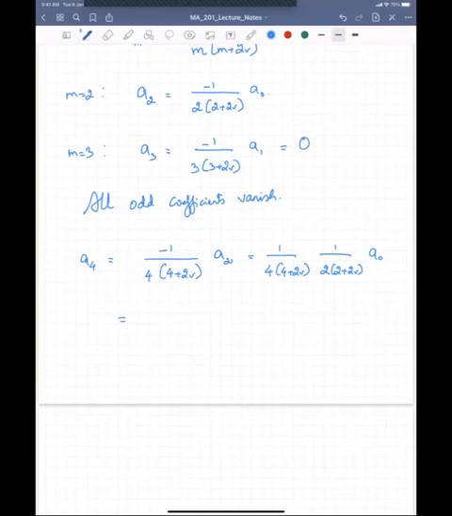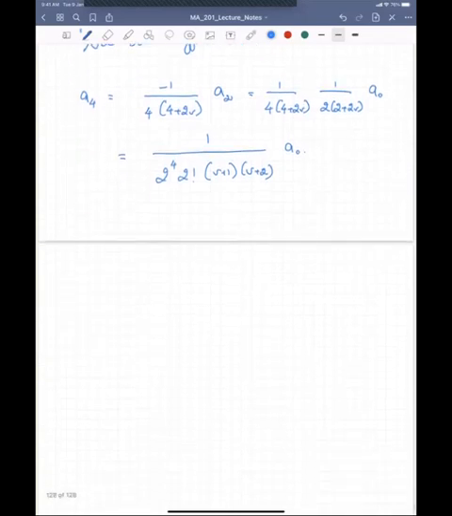So what is this equal to? This would be equal to 1 over. So I can pull out a 2 from the first term, 2 from the second term. So this would be a 2 to the 4. Okay. And then I can write a 2 factorial. And I can write this as nu plus 1 times nu plus 2 times a0. Okay. So you can quickly check for yourself that a6 would also have the same pattern.